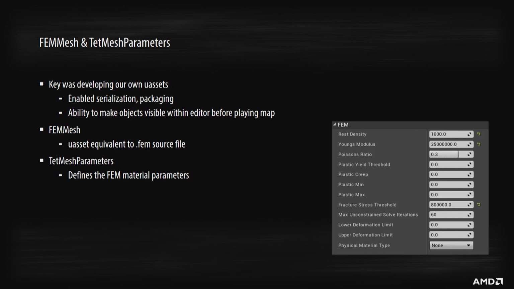We could serialize them and then package them with our demo, and that was also the key to making the objects visible in the editor before you actually play the simulation, which is handy when you're trying to construct a scene. The two custom UAssets were the FEM mesh itself, which contains all the information from the .fem file, and the TET mesh parameters, a UAsset for the simulation parameters and material parameters.